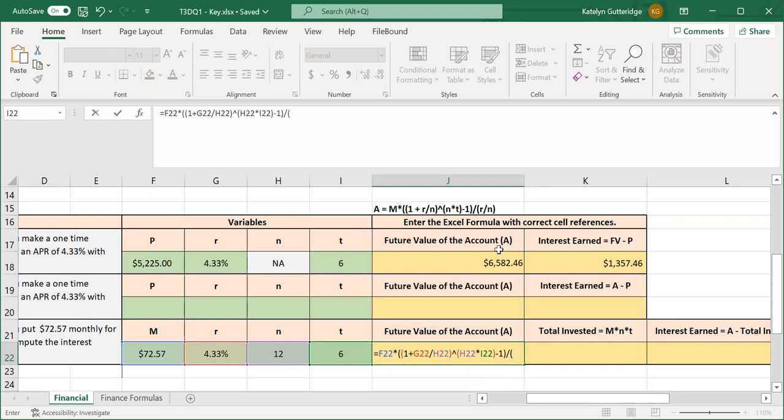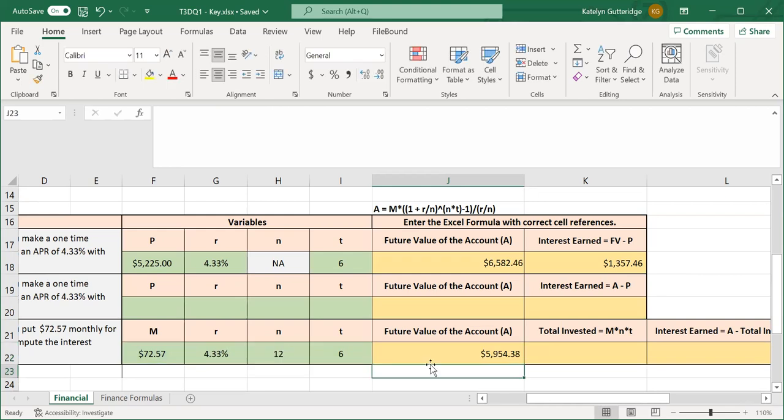Close the parenthesis, minus 1, close the parenthesis, slash, open the parenthesis, type all that on your keyboard. And then after we get that open parenthesis, we need R divided by N. So go find the percentage, click on it, type your slash, find that N, which is our 12, click on it, close the parenthesis. Once you get to that last close parenthesis, then you can hit enter.